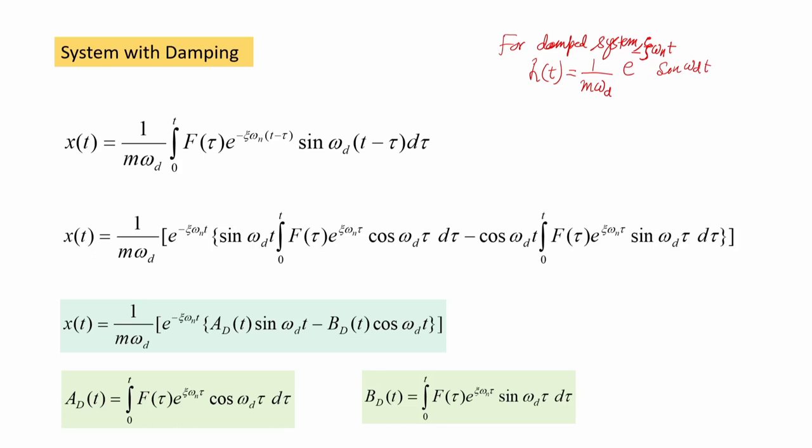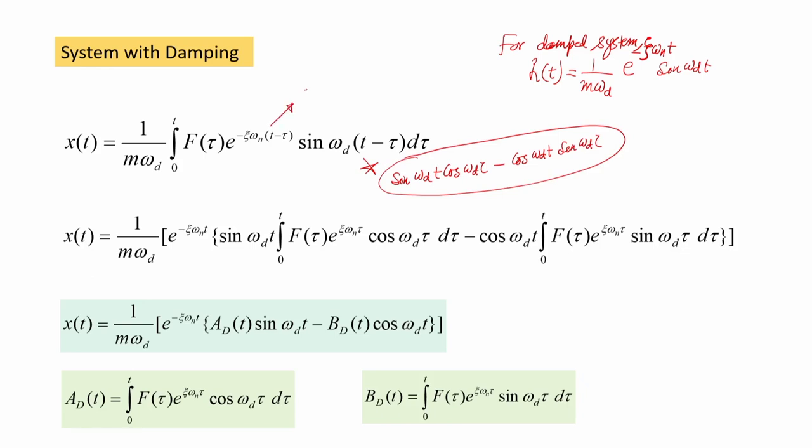So now write this expression for the damped system: x(t) is equal to 1 by m omega d, integration 0 to t, f(tau) e to the power minus xi omega n (t minus tau) sin omega d (t minus tau) d tau. Again decomposing this into sine and cosine functions, we get sin omega d t cos omega d tau, that is one term, minus cos omega d t sin omega d tau. So these terms can be obtained after decomposing this function. And here also we can get, after decomposing, e to the power minus xi omega n t into e to the power, minus plus will be there, so plus xi omega n tau.